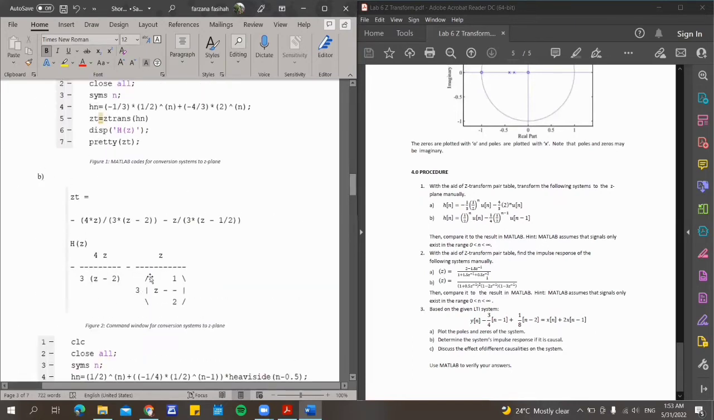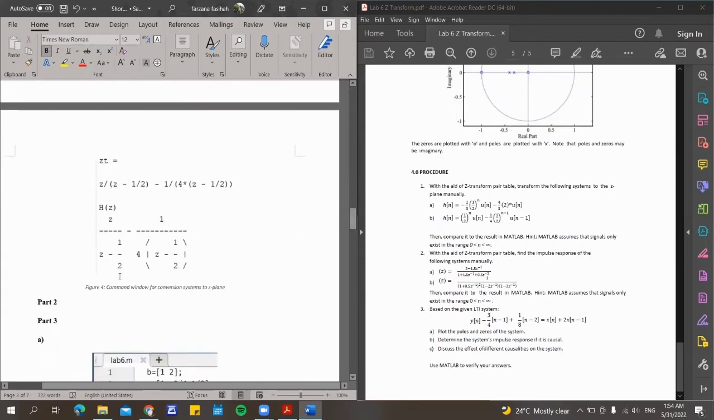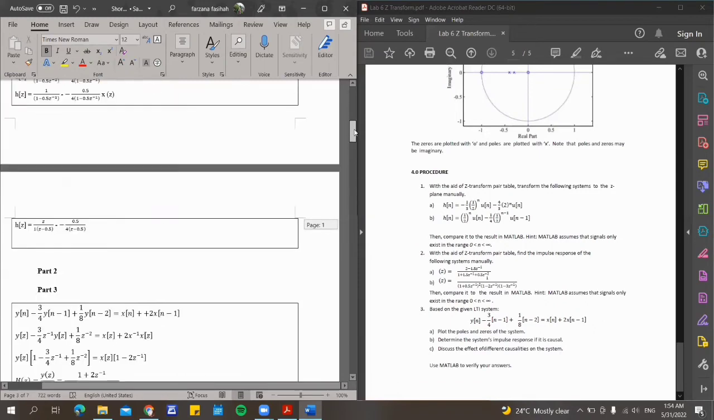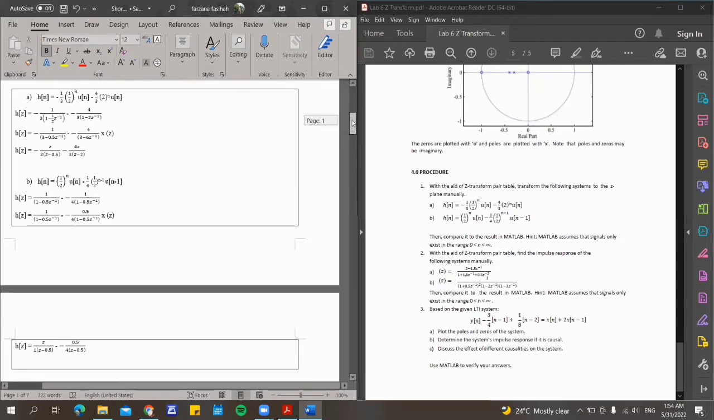This is the command window for part 1B. For h[n], we enter the question given in the lab sheet, then use the Z transform, display H(z) and pretty. We will get the final answer here and then compare it with the calculation: z over 1, z minus 0.5, minus 0.5 over 4, z minus 0.5. Based on the calculation and simulation, there are no differences between these two methods.